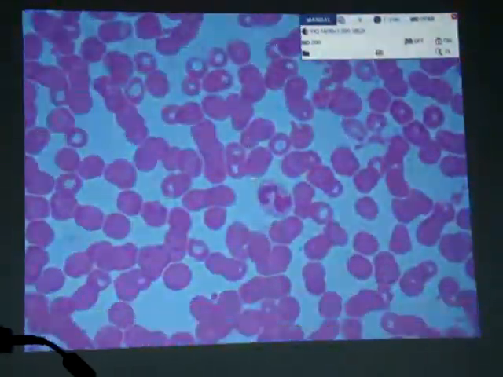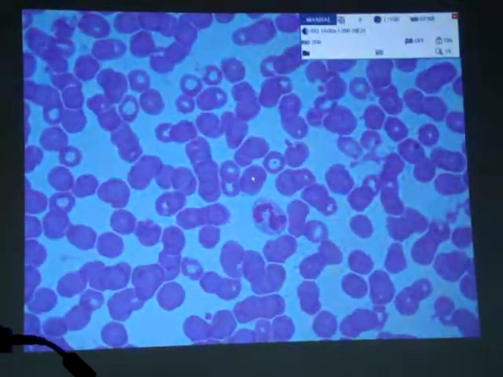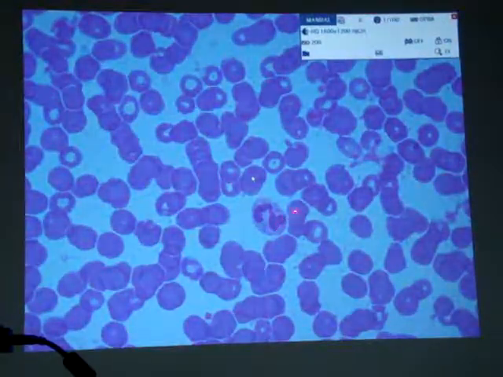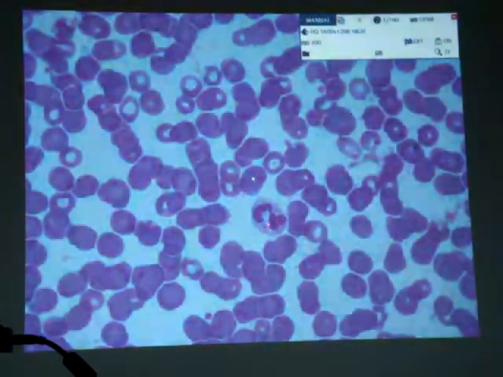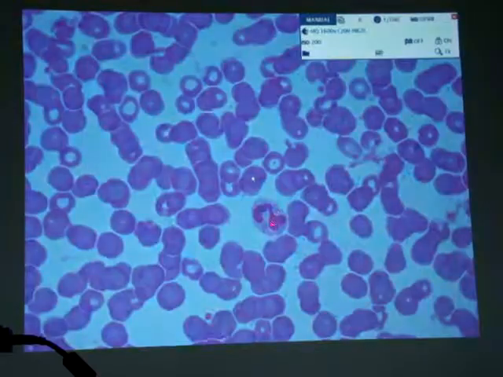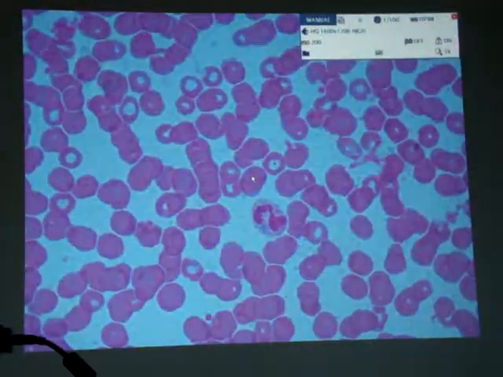How about that leukocyte? Anong cell yan? What is the shape of its nucleus? Is it round? No. Mayroong segmentation. So that cell is a neutrophil.